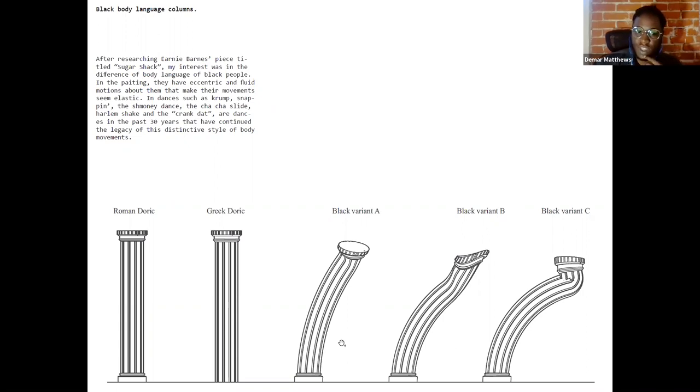So I started with columns, and I know that these Roman and Greek Doric columns come from the posture or body language of the Roman man and Greek man. And I just show how the posture and the body language of a Black person is completely different. We don't sit the same or walk the same or stand the same or dance the same. So I wanted to try and start speaking to that.